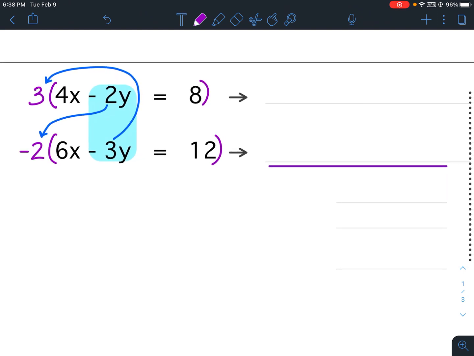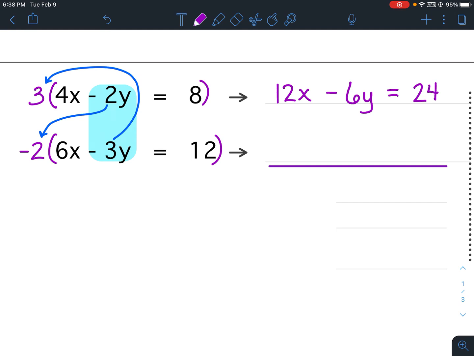Okay, so if we multiply the top, I have 12x, that was 3 times 4x, and that's how I got 12x. 3 times negative 2y would be negative 6y. 3 times 8 would be 24.